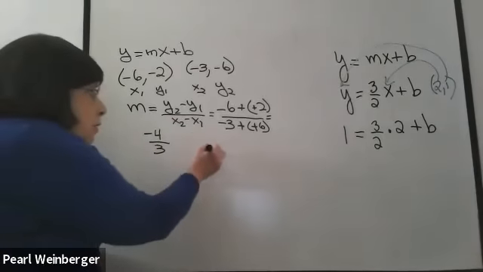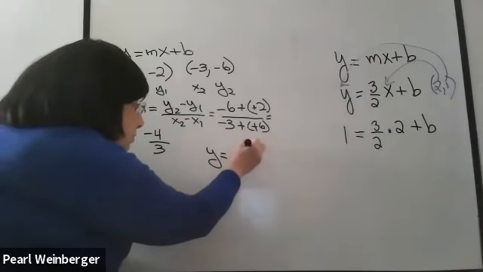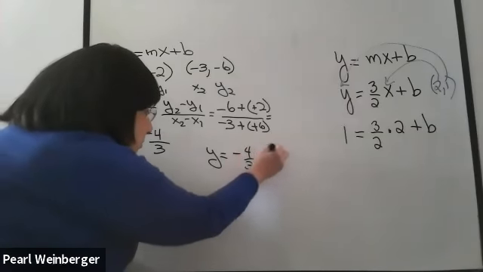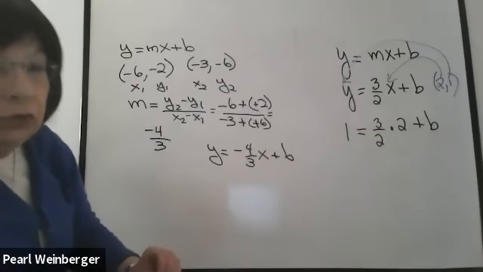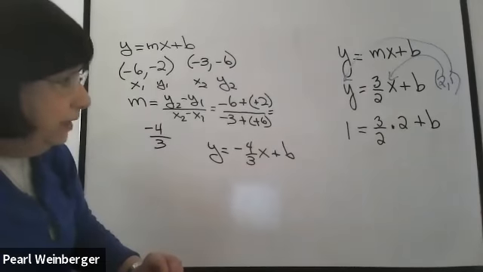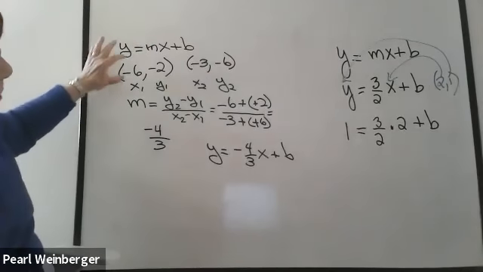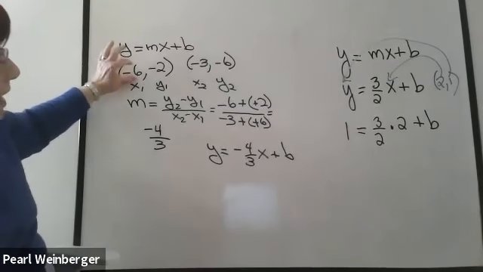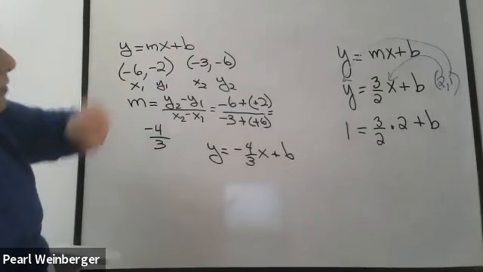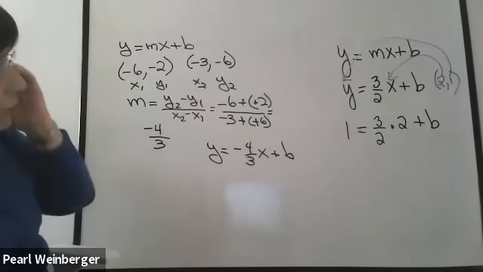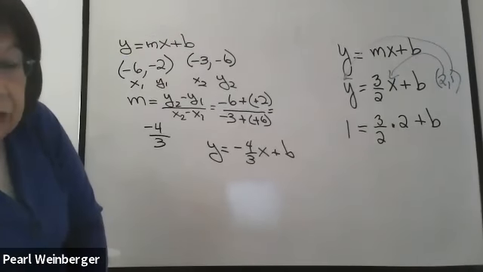So I know my equation of the line is going to be y equals -4/3x plus b. What I still don't know is the y-intercept. What is the b of this line? Neither of these points are y-intercepts because in a y-intercept, the x number has to be 0, and here the x is -6, and here it's -3. So I can't use either one of those as my y-intercept.